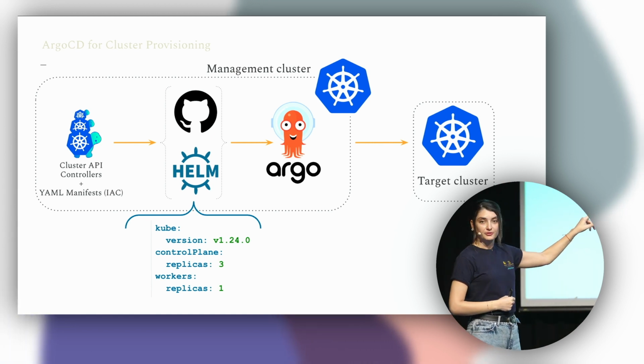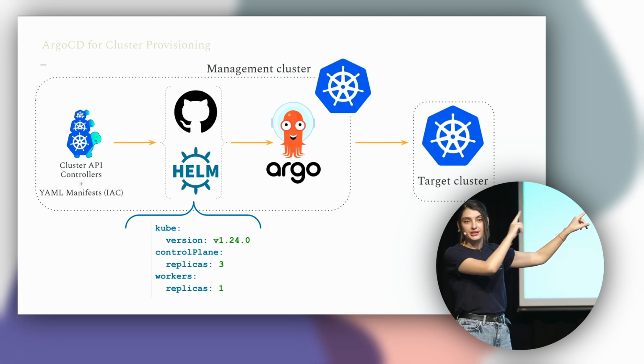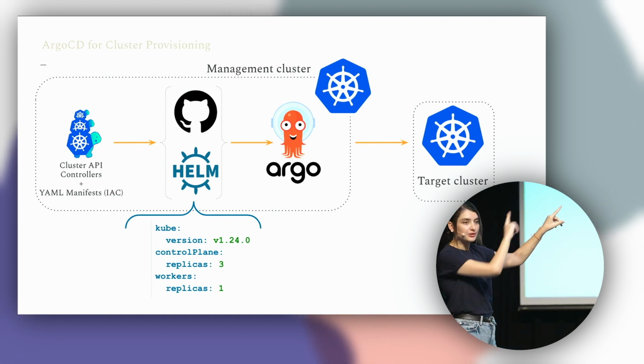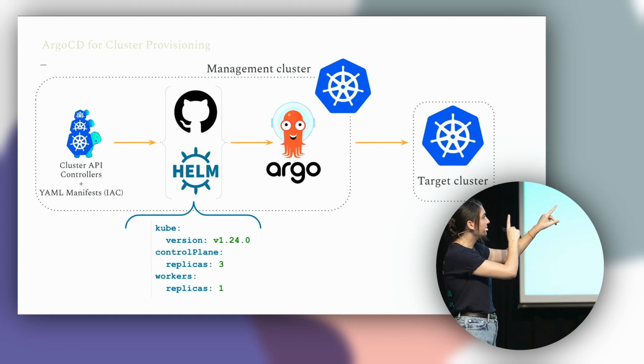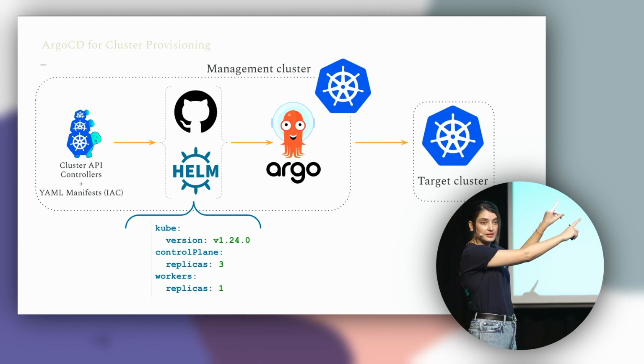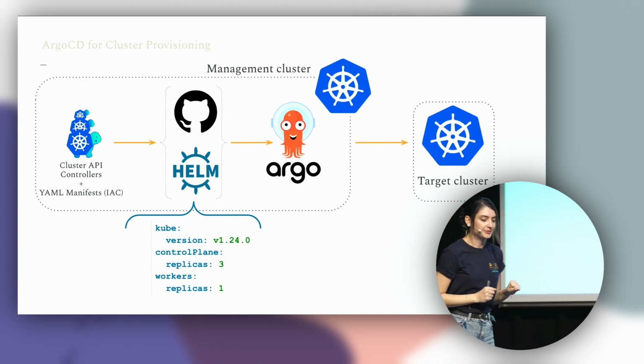And what we can have on top of that is Argo CD watching the Git repositories for any change. If we introduce any change to our infrastructure, Argo CD is going to apply it, and the end result is going to be seen in the target cluster.